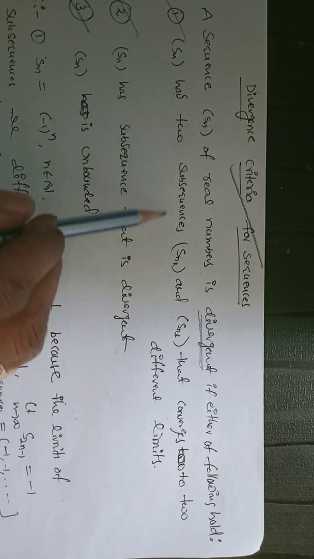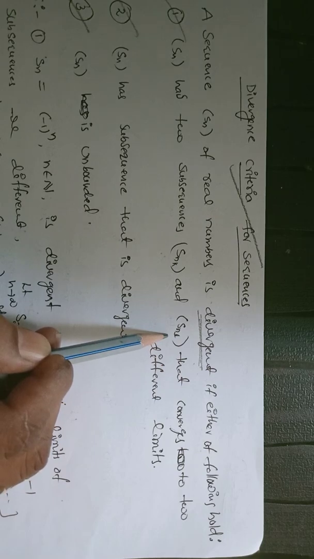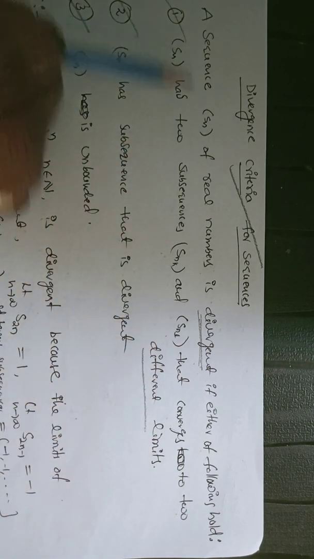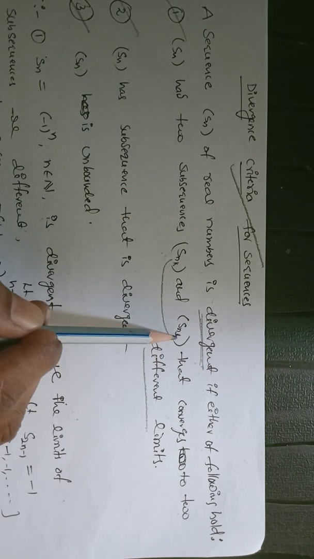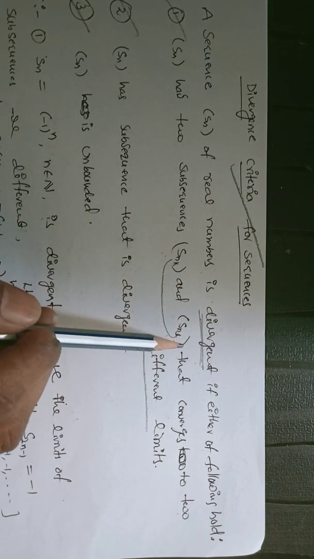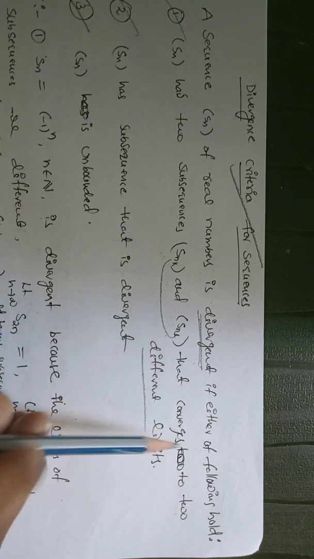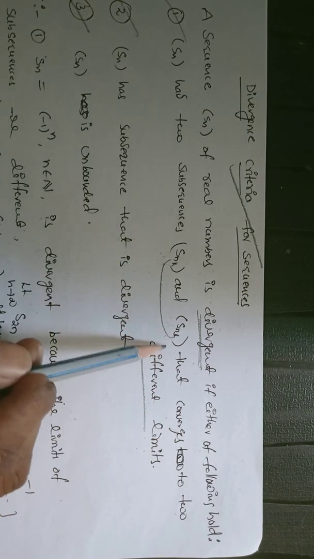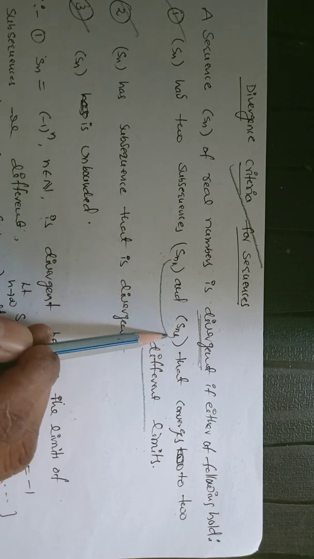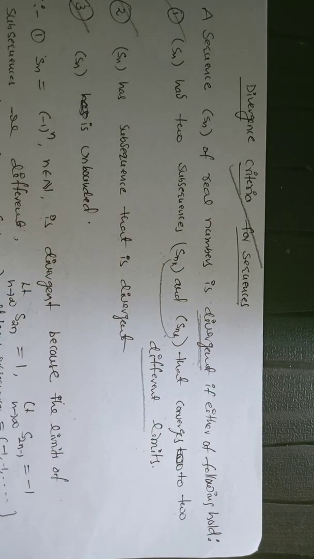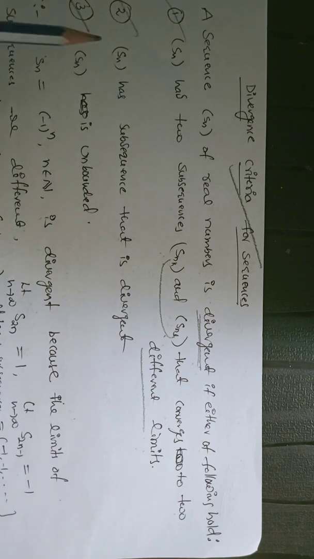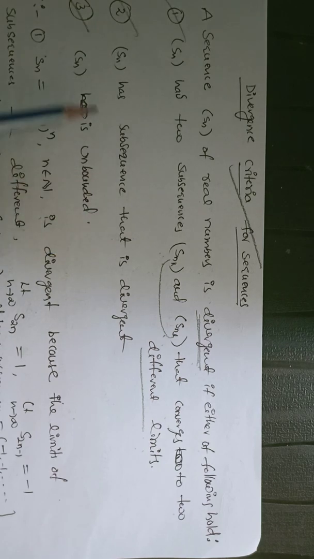First, Sn has two subsequences, Snk and Snl, that converge to two different limits. Both limits are finite, but different. Suppose the limit of Snk is L1 and the limit of Snl is L2, and L1 is not equal to L2. Then we say that the sequence is divergent. That means if the subsequential limits are different, the sequence is divergent. Second, Sn has a subsequence that is divergent.